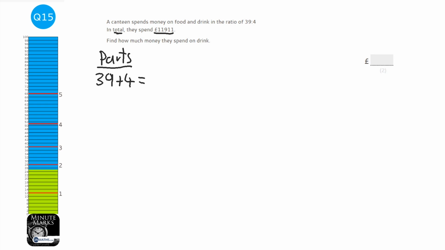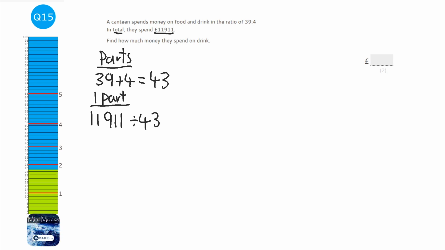And this will be a calculator question, so why not use the calculator even though we can do it in our head. 43 parts. So we've got 43 parts. The next stage of this is to work out what one part is worth. So one part is worth how much? Well, you get the amount and you divide it by the number of parts. You're splitting the amount of money between 43 parts. So 11911 divided by 43. And I get £277. So each one part is worth £277.